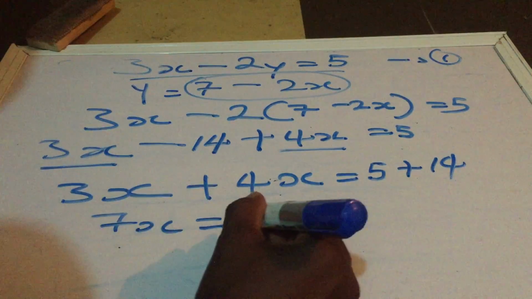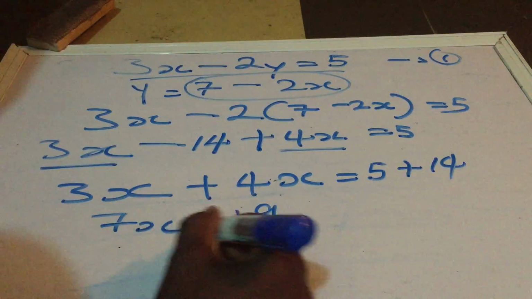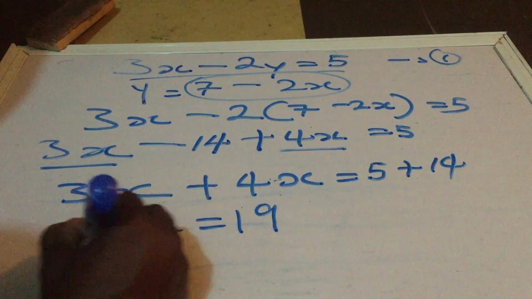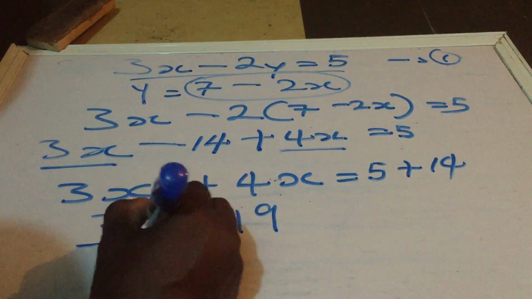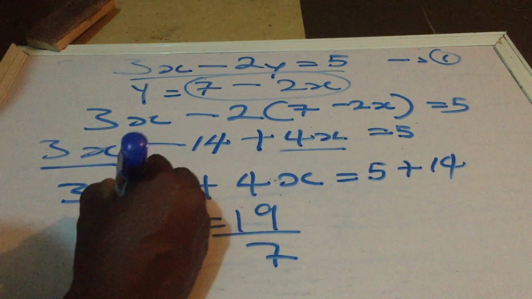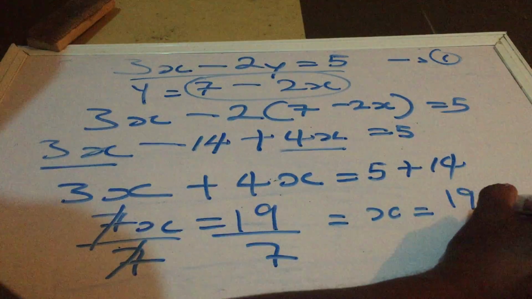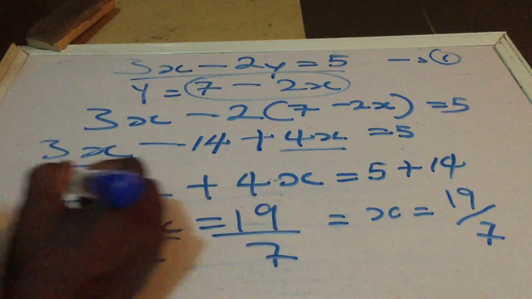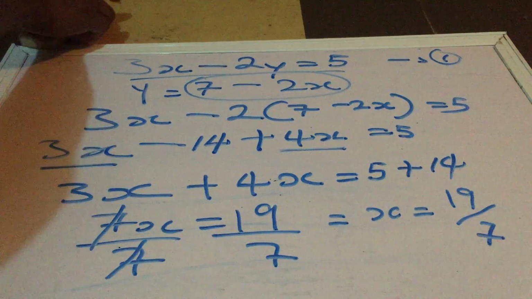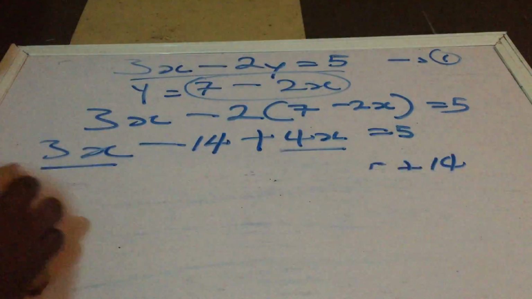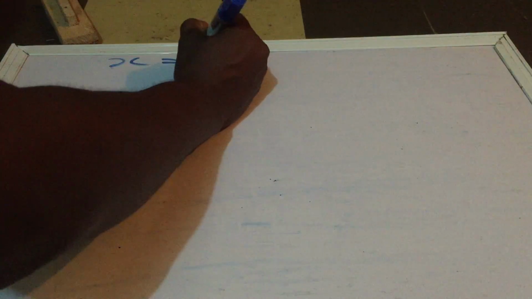Now when we reach this place, we divide through. We divide the equation by 7 in order to get x. So 7 goes here, 7 goes here. So our x is equal to 19 over 7. That's x. We get x. Our x is equal to 19 over 7.